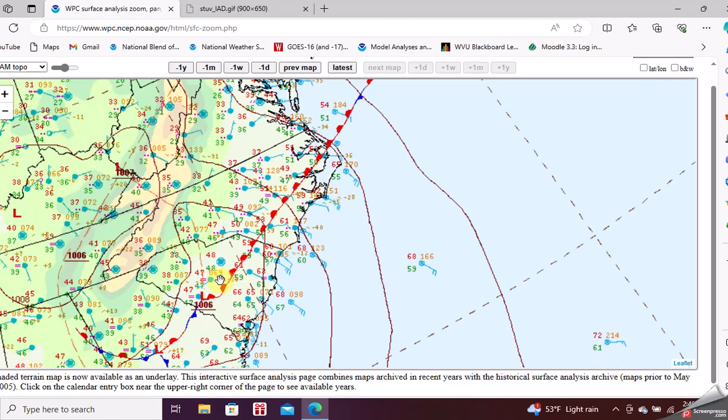But if the number here is below 500, make it simple. You're going to put a 10 in front of it. So now you have five digits. This would be a 1006.9. That is your surface pressure.